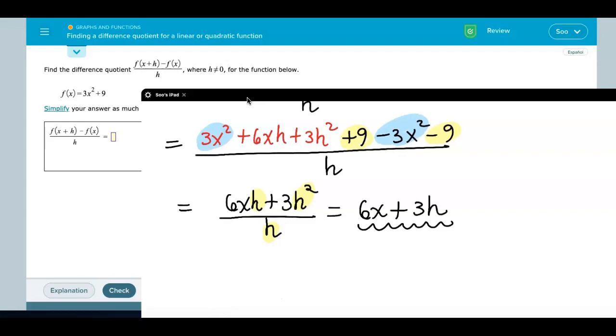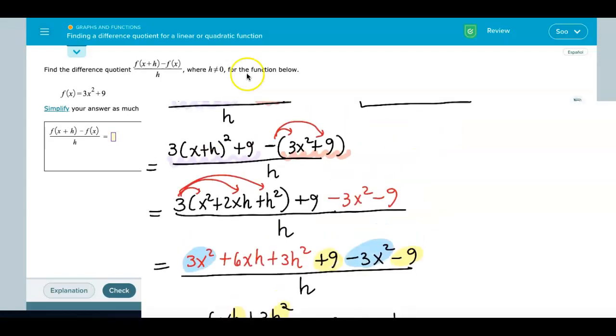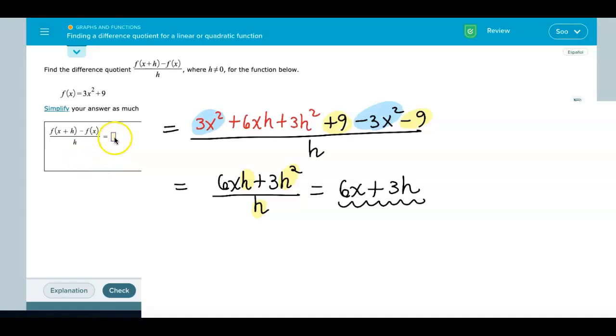So what we did was we factored out h in the numerator and canceled out with the h in the denominator. But if you can just cancel it out in a single line, we don't really have to show how we factor out the h. But that was a first quadratic difference quotient problem. 6x plus 3h. Let me do one more.